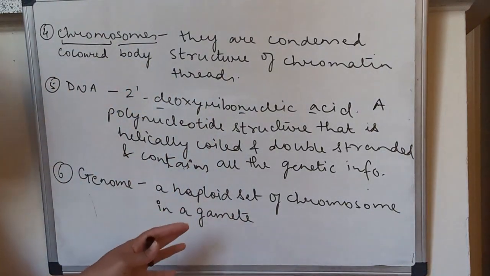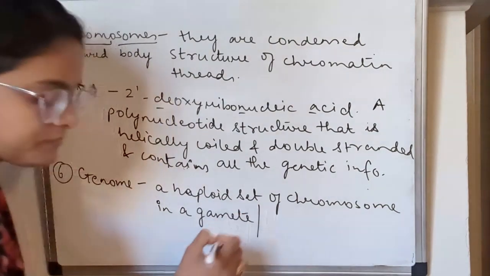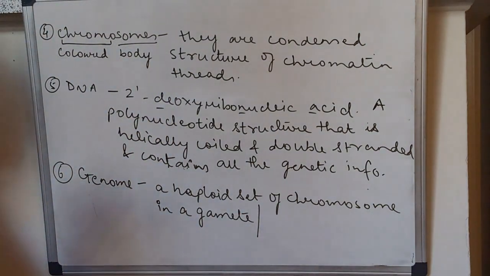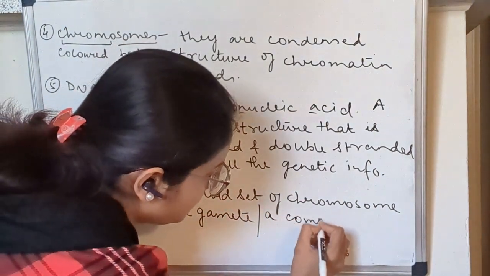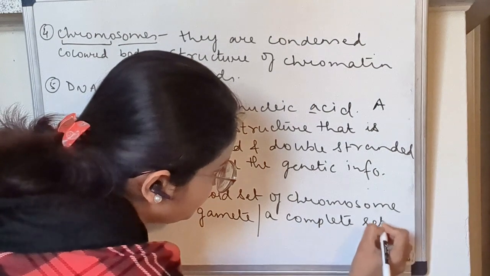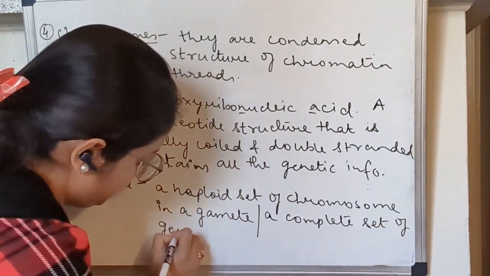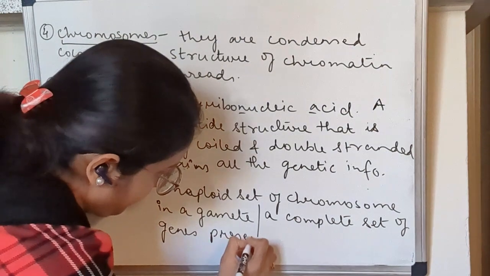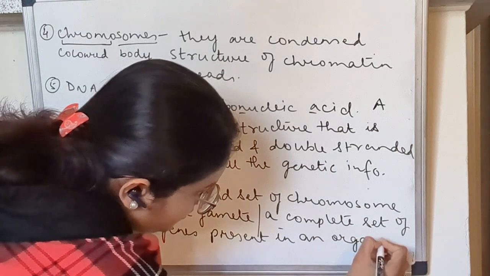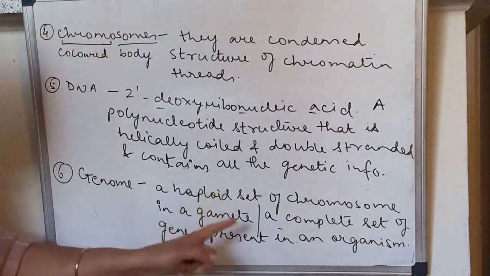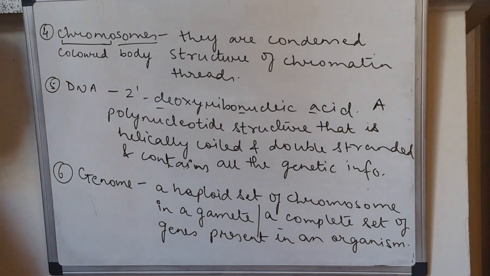There can be another definition also. That is, a complete set of genes or genetic material present in a cell of an organism is also called a genome. Both the definitions mean the same: a haploid set of chromosomes or a complete set of genes. Now what does that mean? Let us see that.